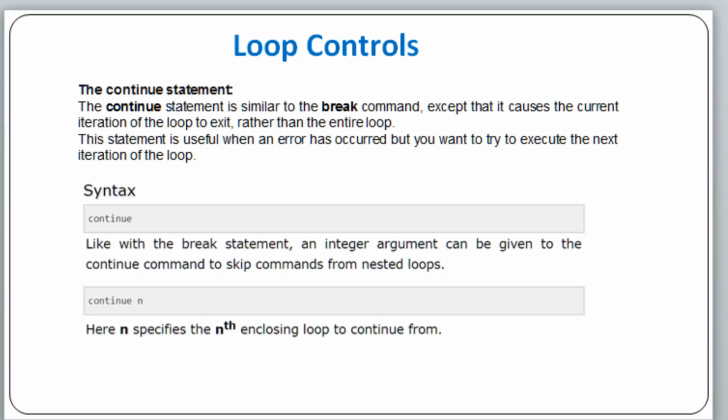We also have the continue statement, which is another loop control. And this is similar to the break command, except that it causes the current iteration of the loop to exit rather than the entire loop. This statement is useful when an error has occurred, but you want to try to execute the next iteration of the loop, okay? So syntax is, we use the continue phrase, and like with the break statement, an integer argument can be given to the continue command to skip commands from nested loops. Such as here, we have continue n, which will specify the loop you'd like to continue from.